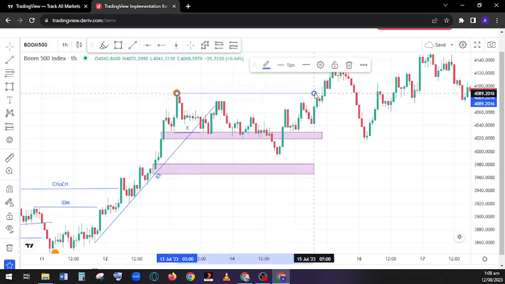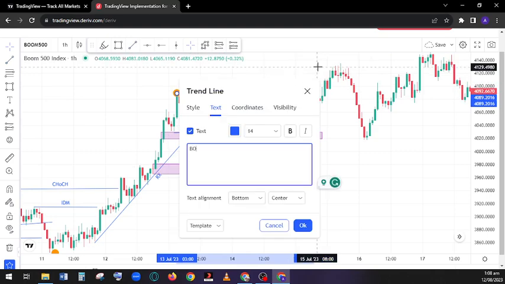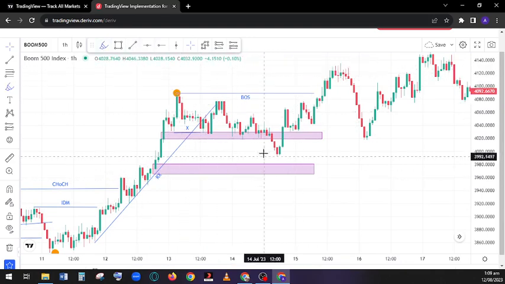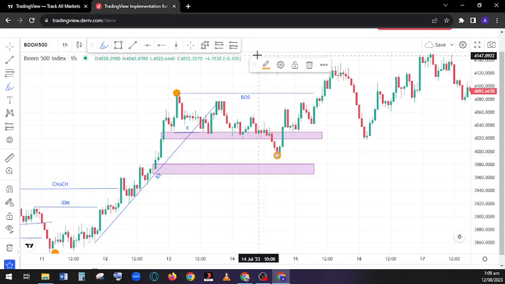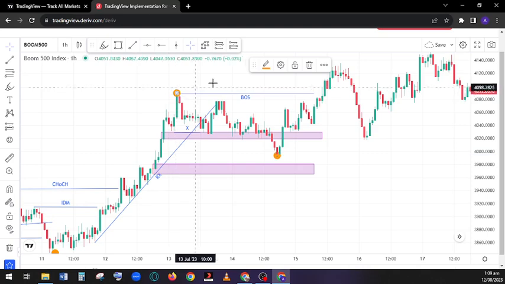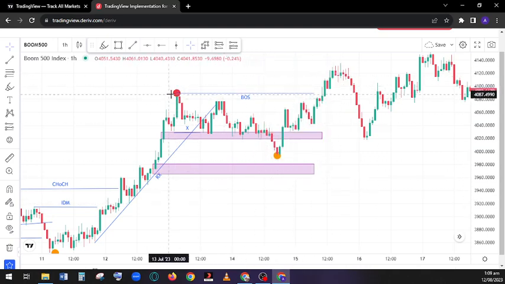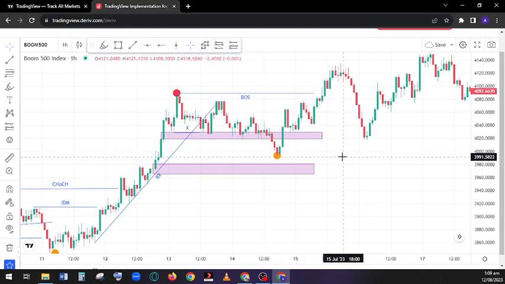Okay, so structure, BOS created, because we are in this thing. Now this is the lowest point before we created the break of structure. So this becomes our new low. Okay, this becomes our new low. And so our high, our low.